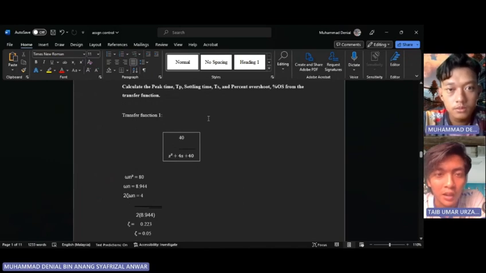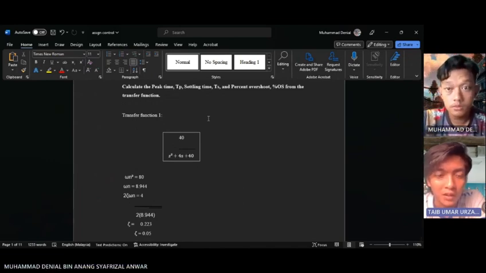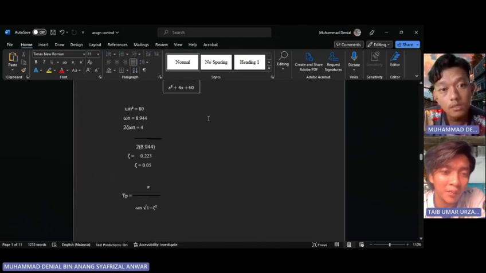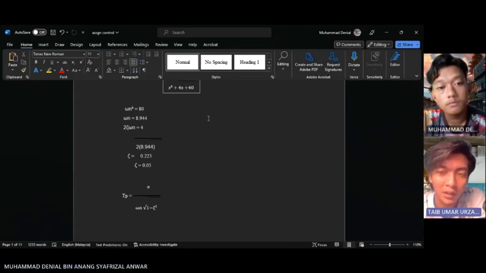To calculate peak time, settling time, and percent overshoot from the transfer function, we use omega n squared to find the zeta. So from that formula, we can find our peak time and settling time.